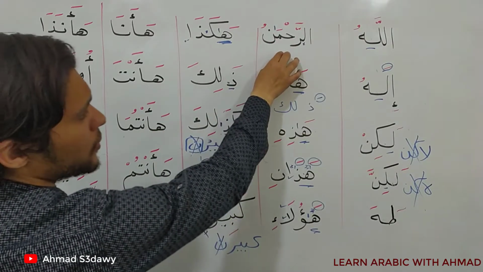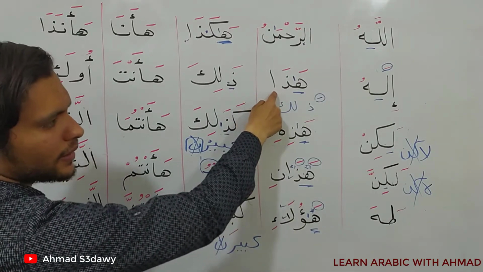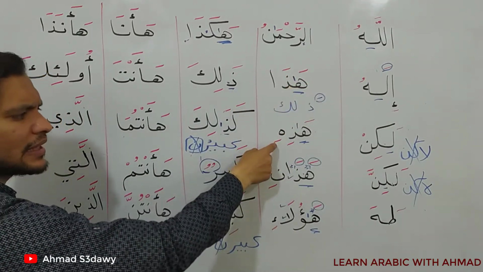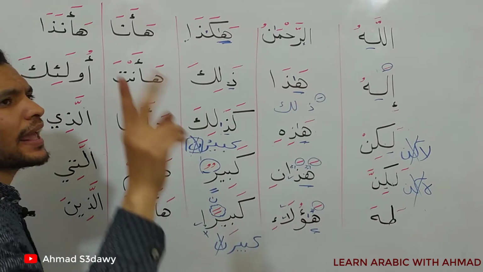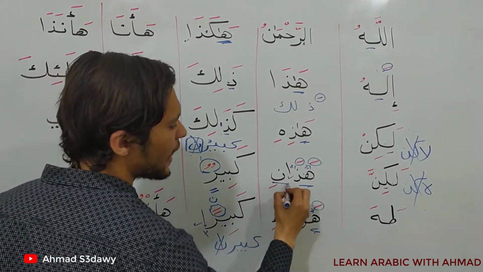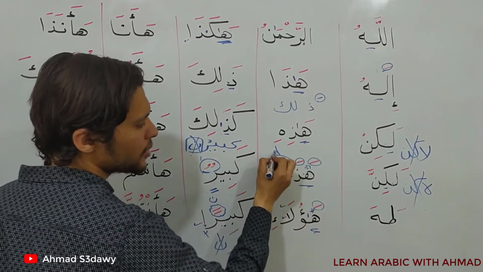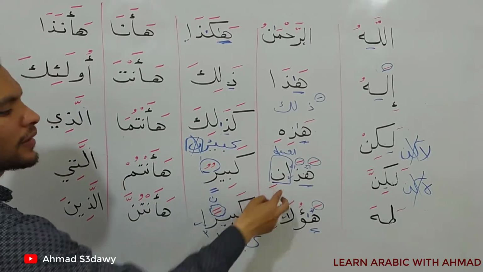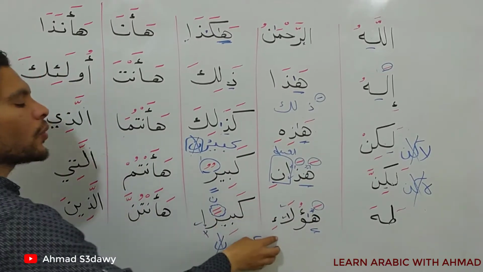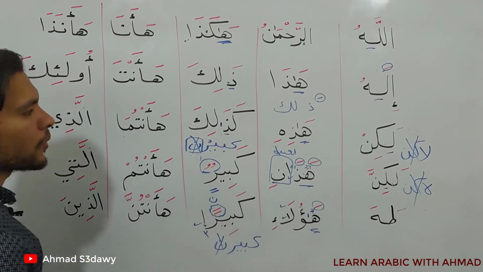Okay, Ar-Rahmanu, the most merciful. Hadha, like this, for masculine. Hadihi, this, for feminine. Hadani, and it ends with N. Remember the dual. So it ends with N. So it's dual. And haula'i, like these men or things.